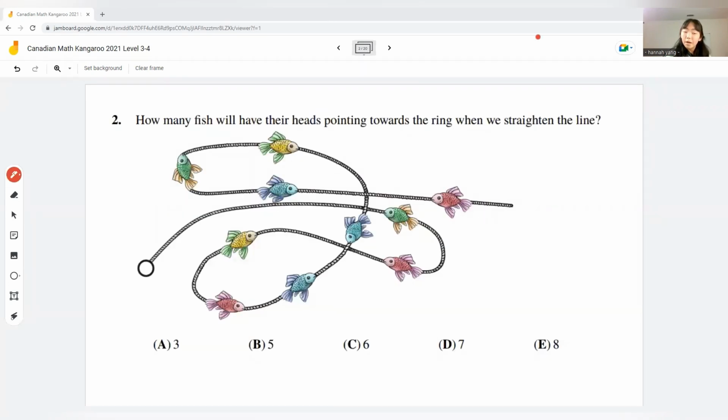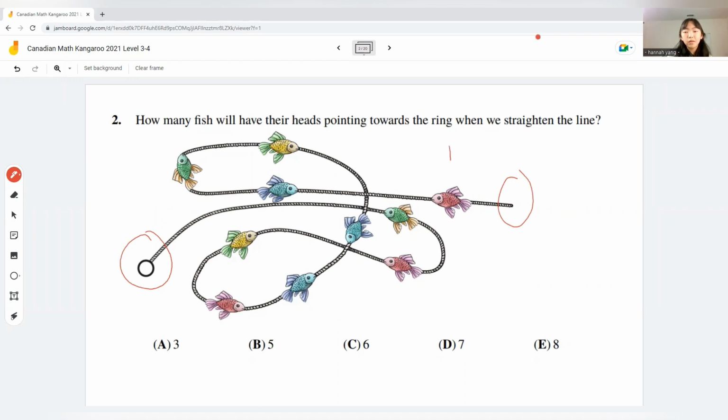Problem number 2. How many fish will have their heads pointing towards the ring when we straighten the line? Here you can see the ring and the other end of the rope. What we can do is start from this end and count the number of fish that are pointing away from that end. And don't count the fish that are pointing towards the end without the ring.